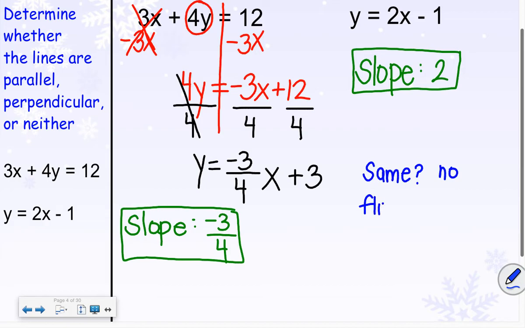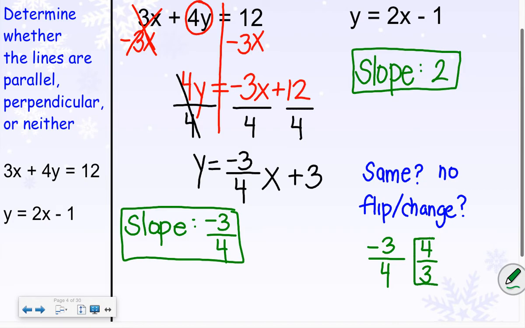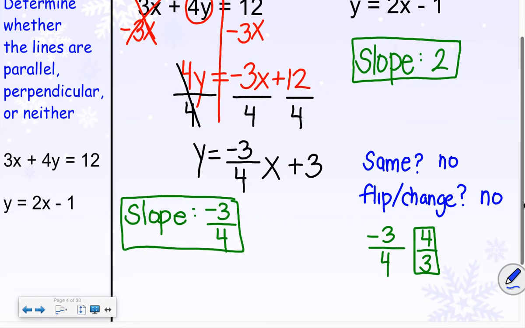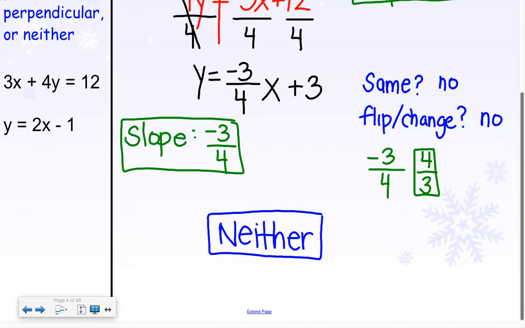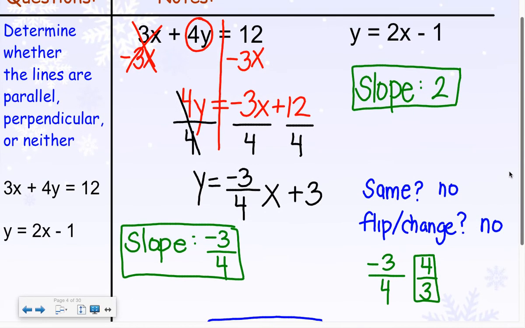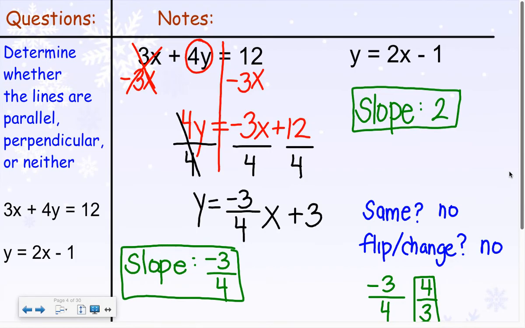Are they flipped and changed? Well, let's take -3/4 for example. -3/4, if you flip and change it, would be +4/3. Well, my second slope is 2, not +4/3. So the answer to that question is also no. So if they're not parallel and they're not perpendicular, my answer is neither. So if they're not the same and they're not flipped and changed, it is neither. So -3/4 and +2 would be neither.